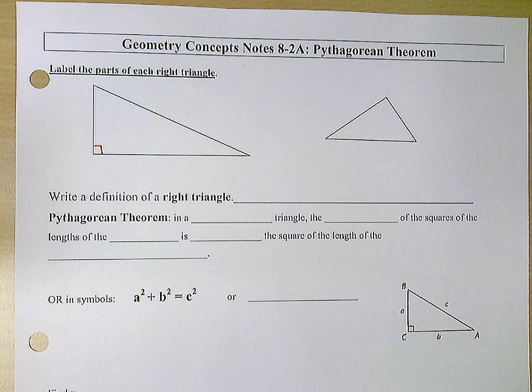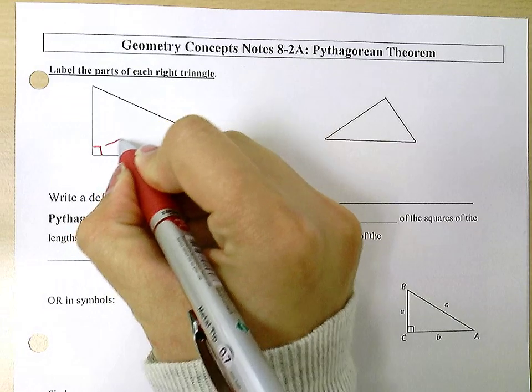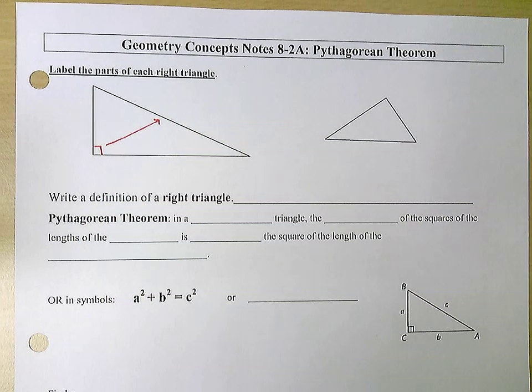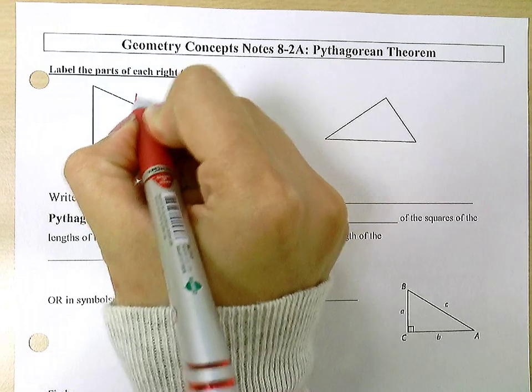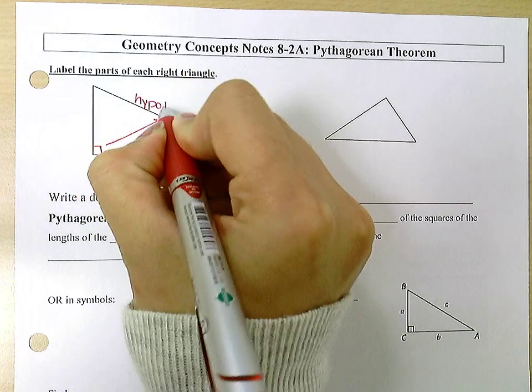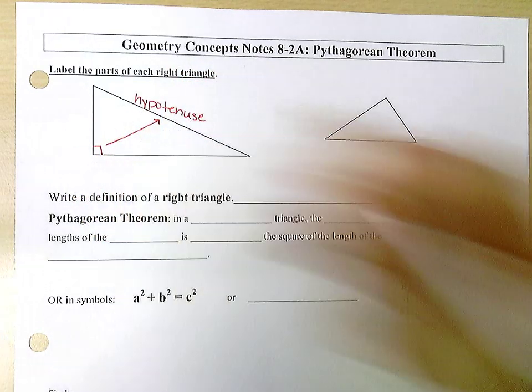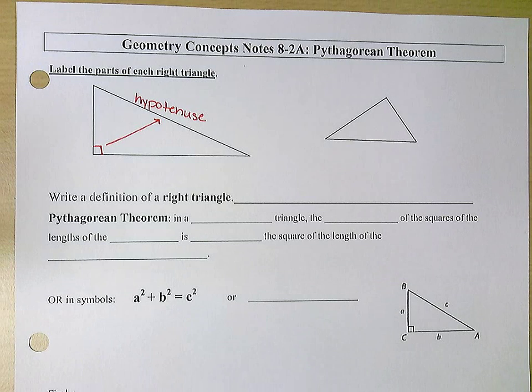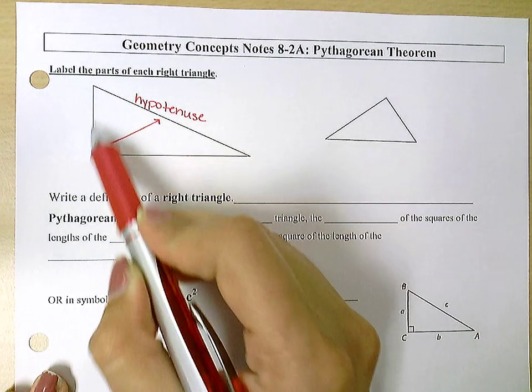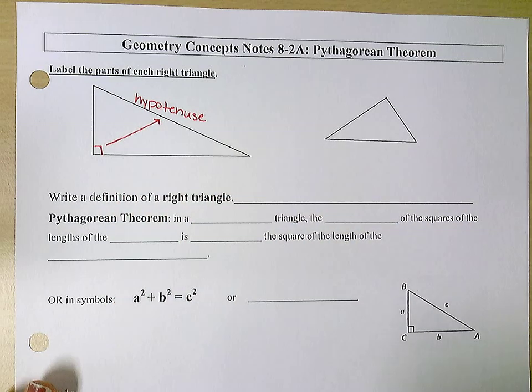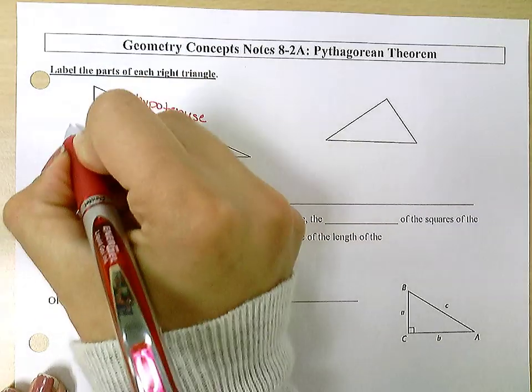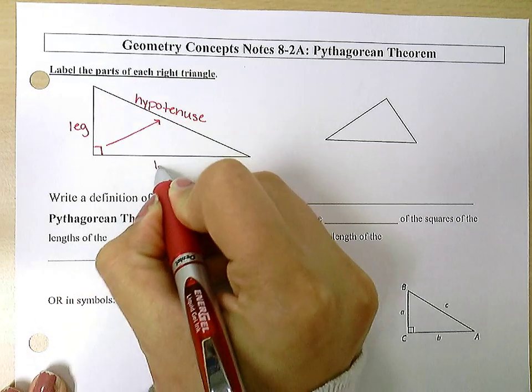Across from that 90-degree angle, so across to the other side, that is your hypotenuse. Okay, that is your hypotenuse. The other two sides, the ones that make up that 90-degree angle, we call those legs. Okay, so this is a leg, and this is a leg.